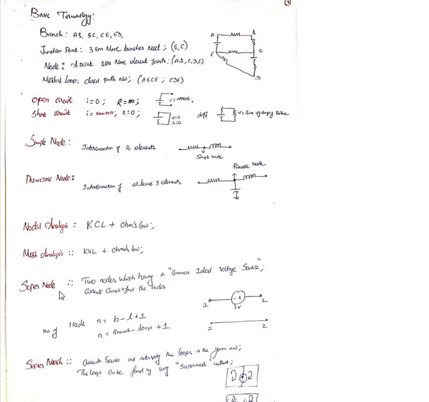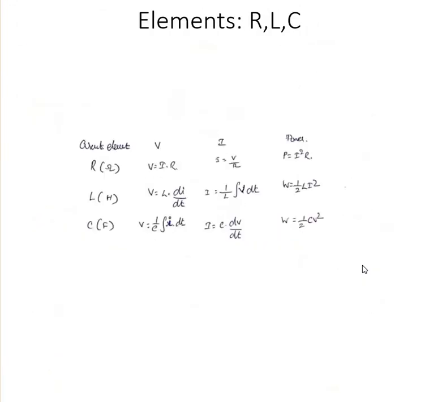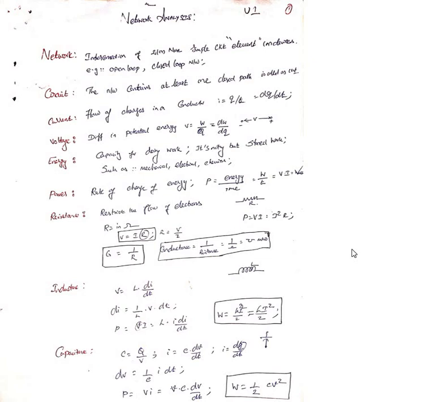Here is one more easy way to remember. Node means this is a node point. Between the two nodes, a voltage source is present. Mesh means loop, which we have already seen is a closed path. So between the two loops, if a current source is present, that is the super mesh. That's all about the first part. Next part, we'll go on to see Kirchhoff's law, node analysis, and mesh analysis.